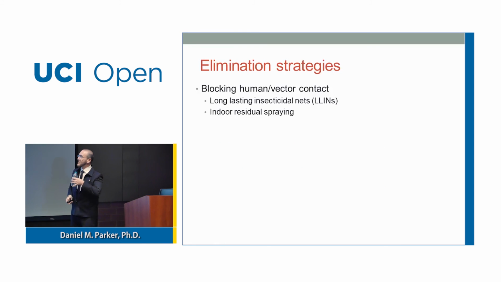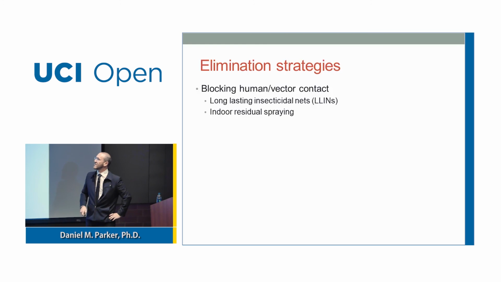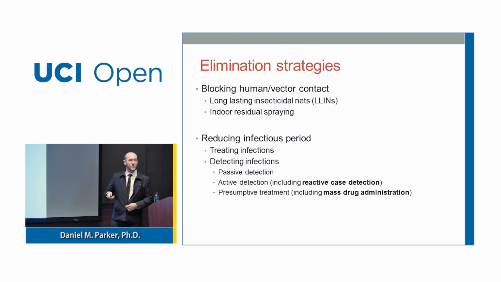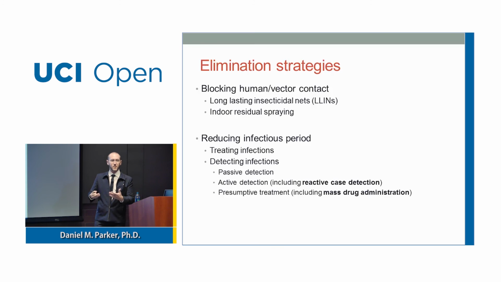So all of these elimination strategies are based on two main sub-strategies. One is blocking human vector contact. Usually this is done through long-lasting insecticidal nets or through indoor residual spraying, so spraying for mosquitoes inside a house. And the other approach is through reducing the infectious period. And note, I say infectious period, I'm not talking just about infections because treating an infection in itself is an individual medical intervention. So you're treating the person so they're no longer sick and so that you're reducing that individual's morbidity and chances of mortality.